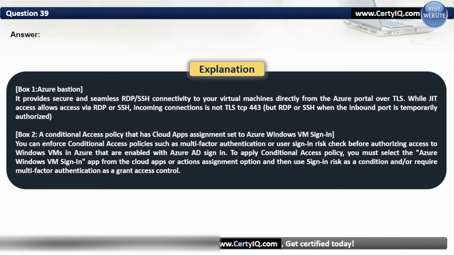About box 2, you can enforce conditional access policies such as multi-factor authentication or user sign-in risk check before authorizing access to Windows VMs in Azure that are enabled with Azure AD sign-in. To apply conditional access policy, you must select the Azure Windows VM sign-in app from the Cloud Apps or Actions assignment option and then use sign-in risk as a condition and/or require multi-factor authentication as a grant access control.